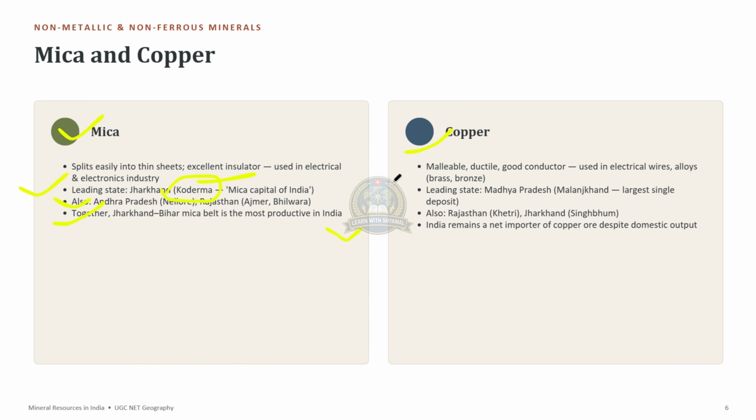Then copper: malleable, ductile, a good conductor, used in electrical wires, alloys, brass and bronze. Leading state Madhya Pradesh, Malanjkhand, largest single deposit, and also Rajasthan, Khetri, and Jharkhand, Singhbhum. India remains a net importer of copper ore despite its domestic output.